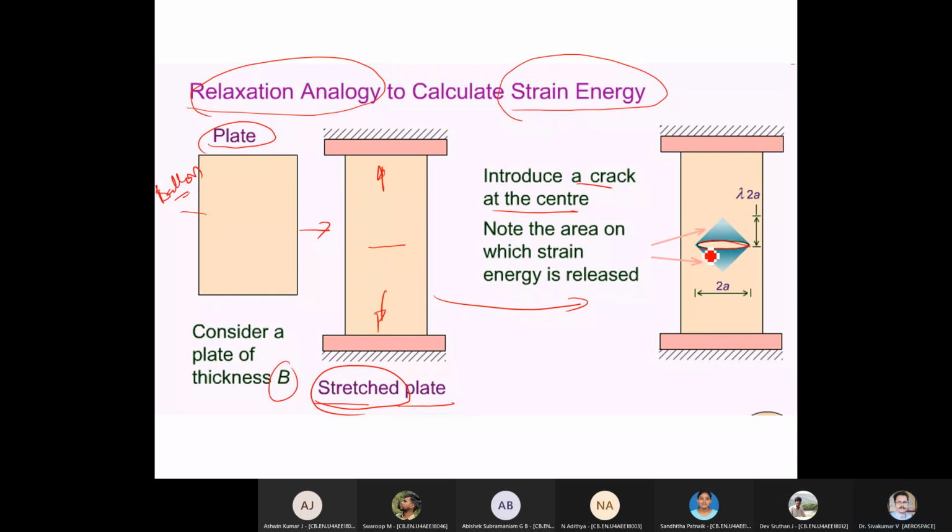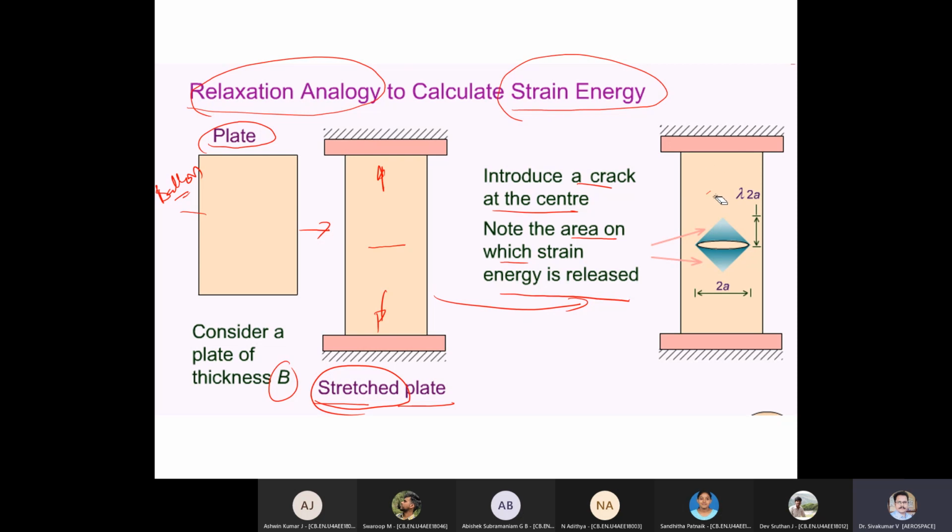Okay, note the area on which strain energy is released. This blue color, no? Everywhere earlier, the strain energy was the same. But once you cut it like that, in this blue shaded area, the energy is released. According to the Griffith analysis, maybe this energy will be consumed by the surface energy of the two new surfaces which are created by the blade cutting.